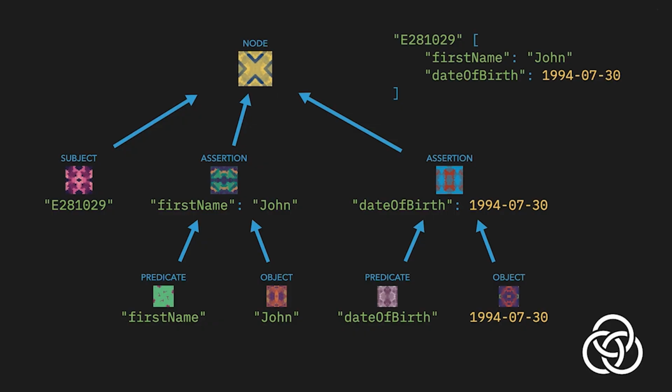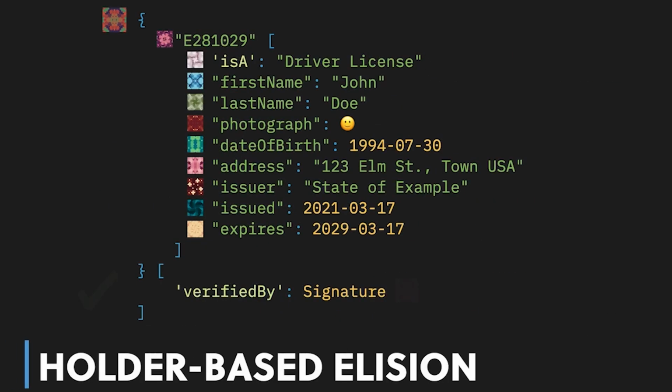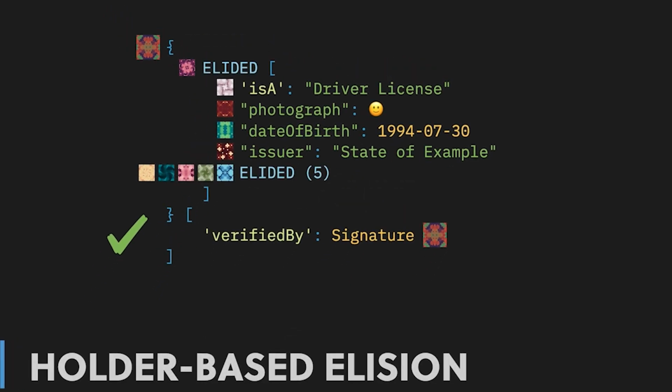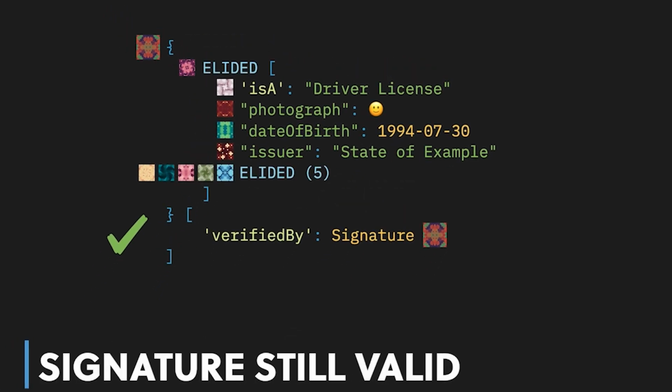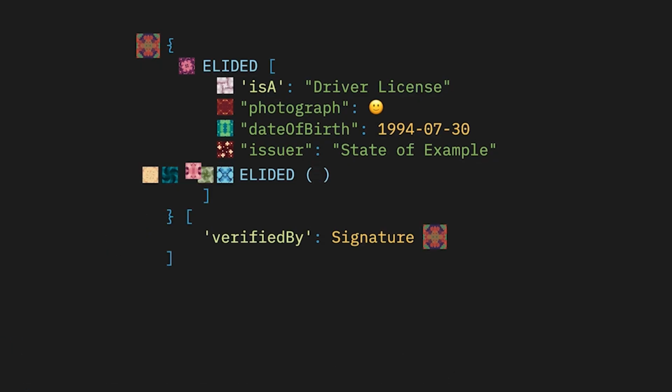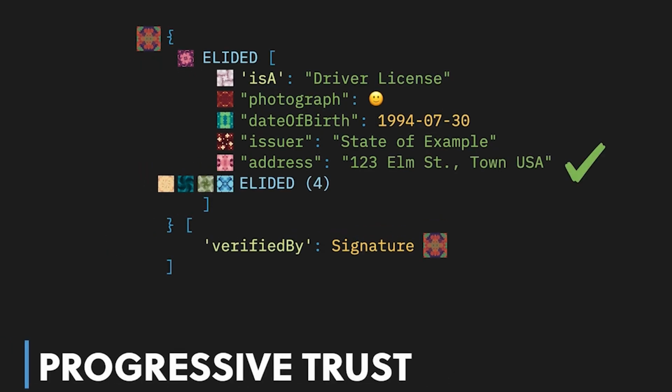But something unique is its fine-grained ability to support holder-based elision. You can redact any part of an envelope and the hash tree stays intact. A signature over the full document remains valid after selective disclosure. You can prove hidden content exists without revealing it. You can progressively reveal information as trust builds.